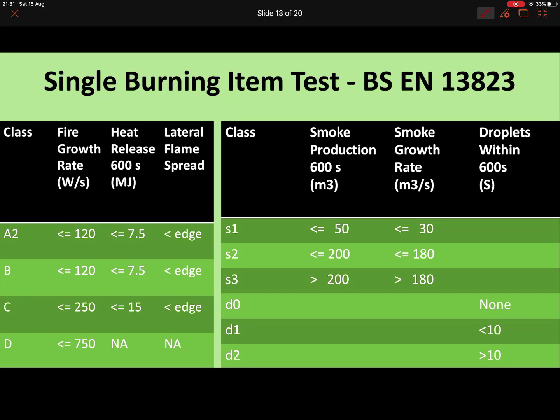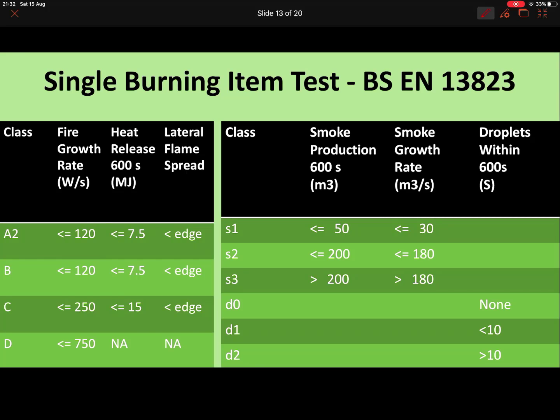It doesn't make any difference. And of course D for lateral flame spread doesn't make any difference. And the criteria for A2, B and C in relation to lateral flame spread is the edge of the panel product, where both panel products aren't the same size, so it's effectively 500 millimeters. I'll go through the smoke and the droplets, but like I said, it's not categorized anywhere.